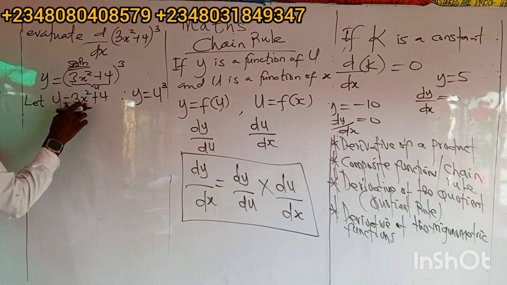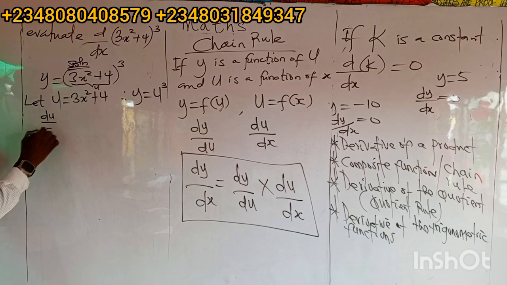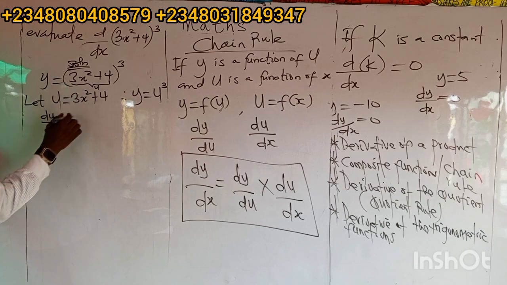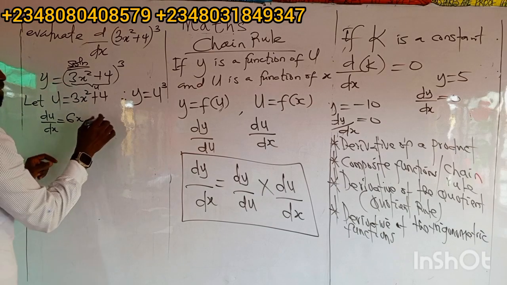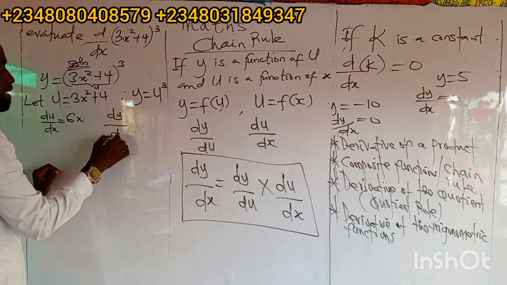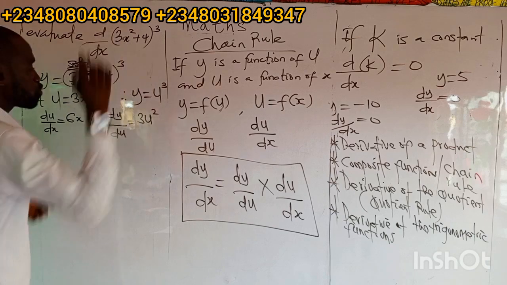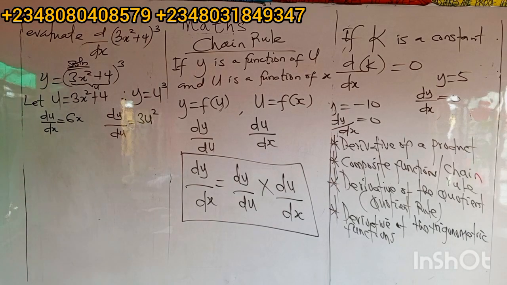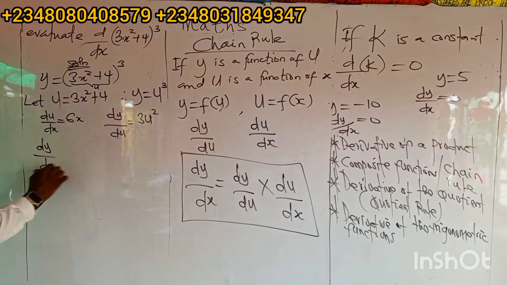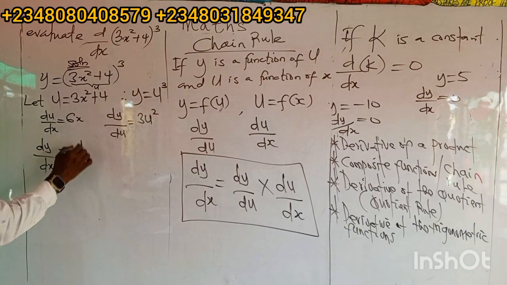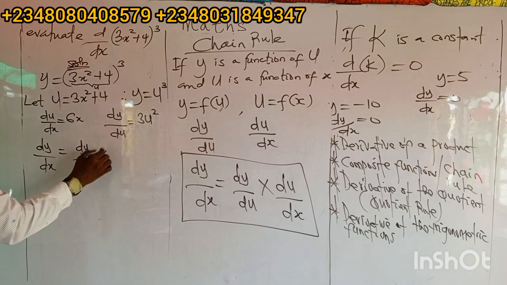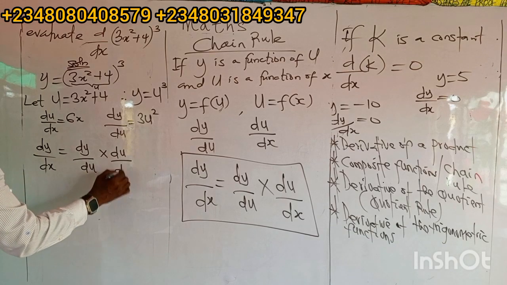So u is a function of x. Our du/dx here will be equal to 6x. Then our dy/du will be equal to 3u raised to power 2, applying the general rule of differentiation. Because I have to find dy/dx, using the chain rule, we have dy/du times du/dx.